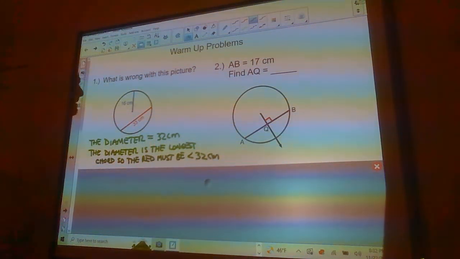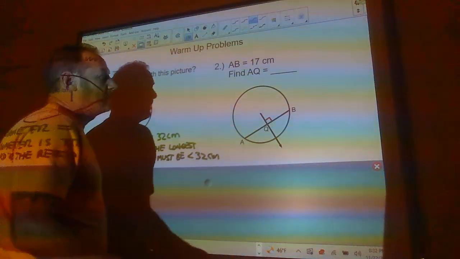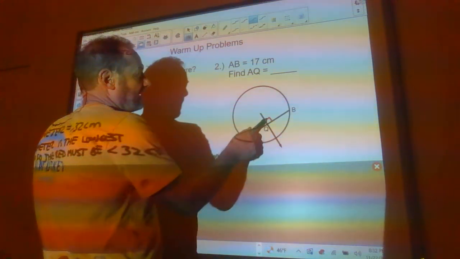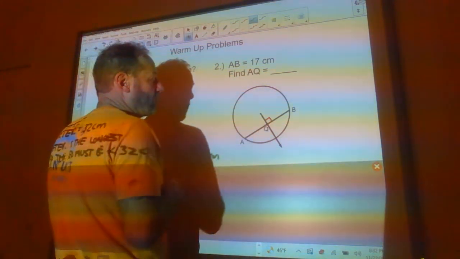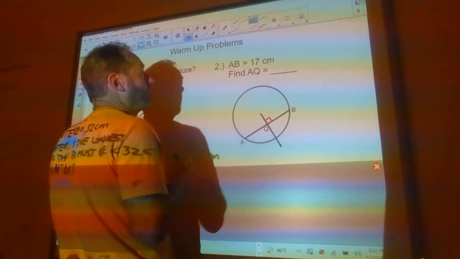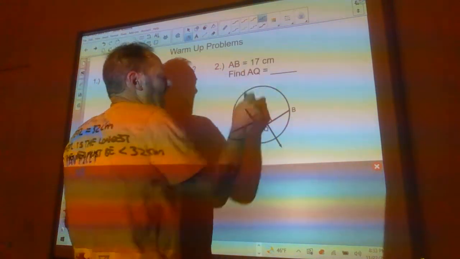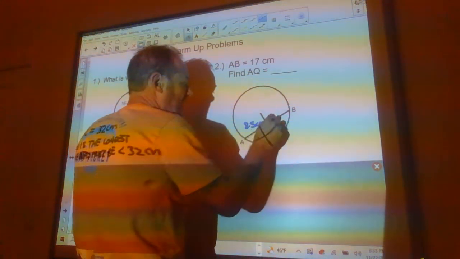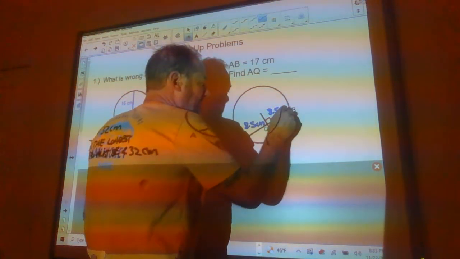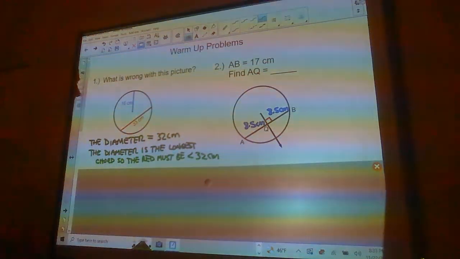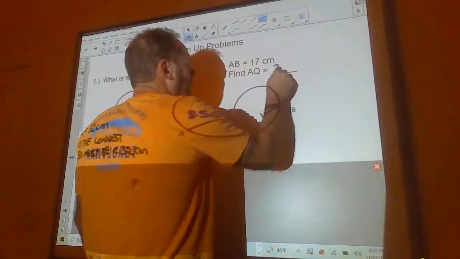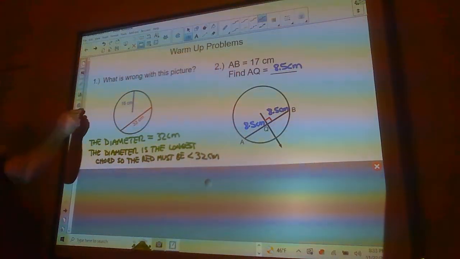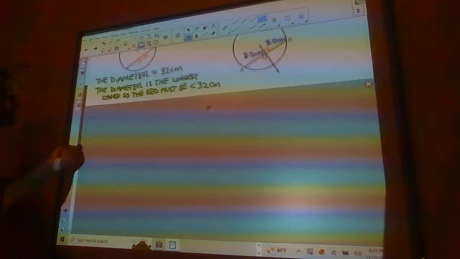Now it says that AB is 17. Find AQ. Well, remember we had the theorem that said that any perpendicular to a chord bisects that chord. So that means that this over here would be 8.5 centimeters, and this would also be 8.5 centimeters over here. Okay, so AQ is 8.5 centimeters. All righty, let's look at a couple more problems.